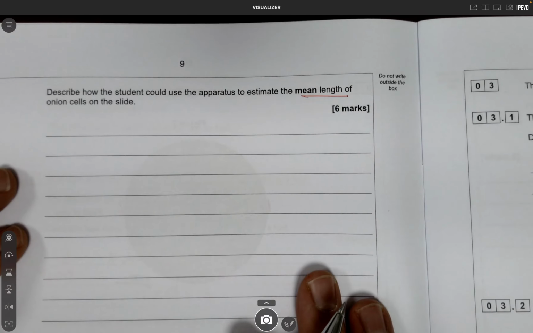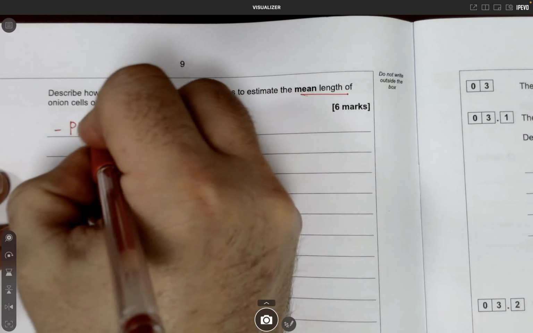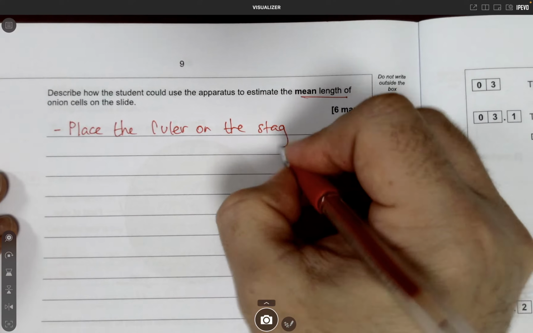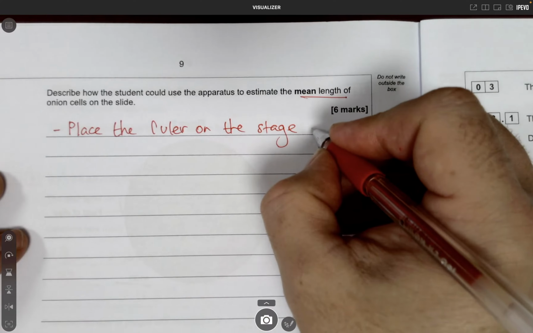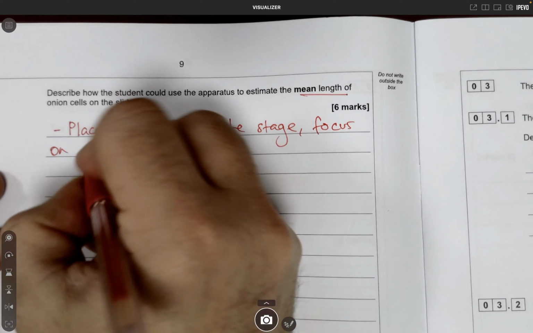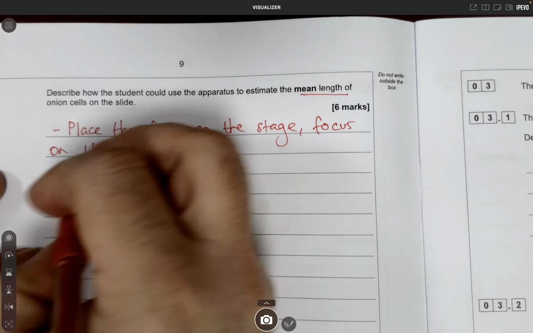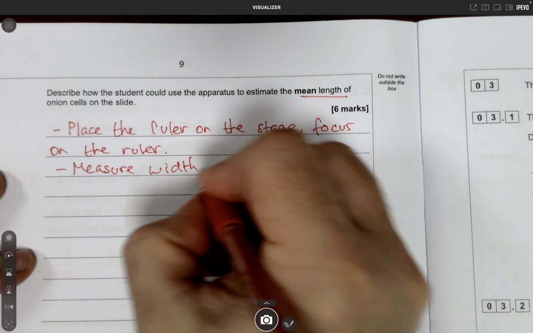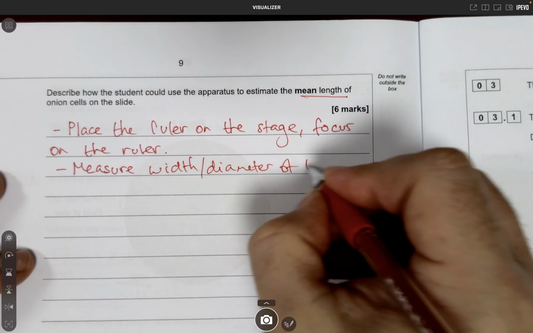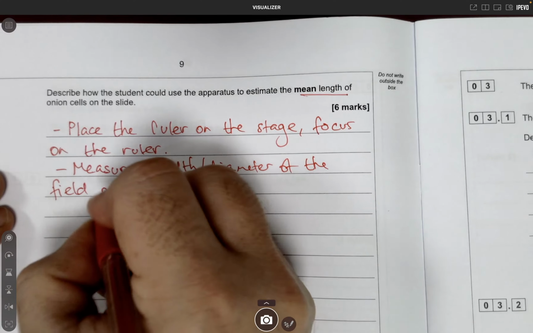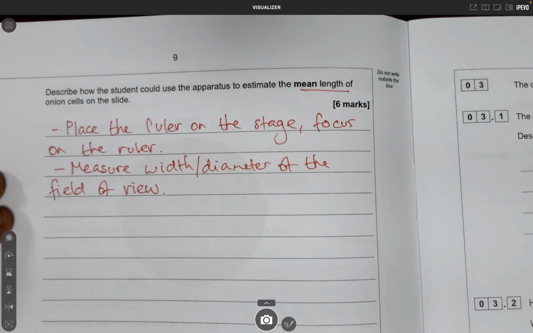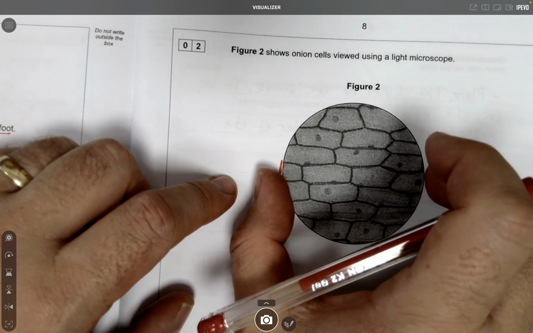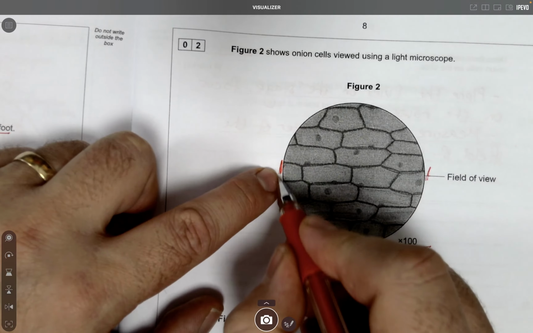So if we go back to this, the first thing to do is to place the ruler on the stage. And once we've done that, we could focus on the ruler. That will allow us to measure the width of the field of view. So again, we'd focus on this, and then we'd see a really magnified part of your ruler, and then you could use that to work out the number of millimetres from here to here.